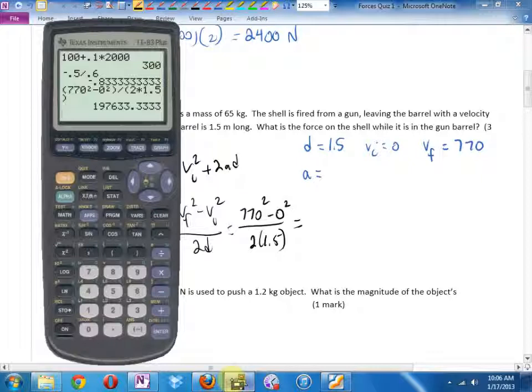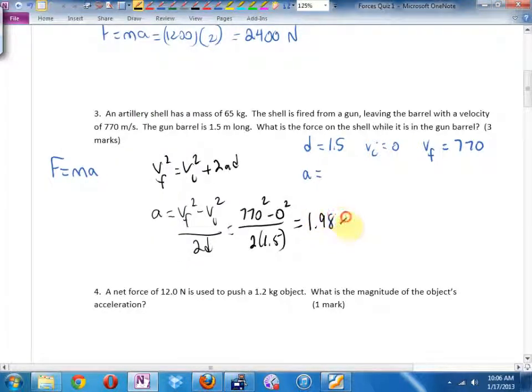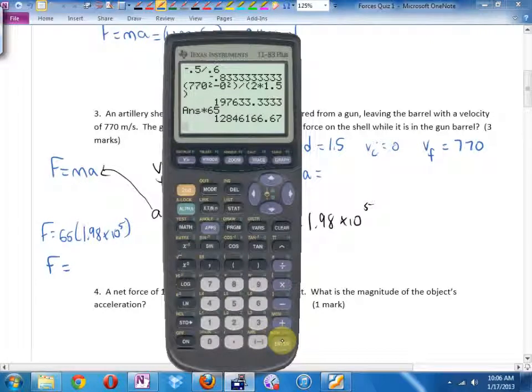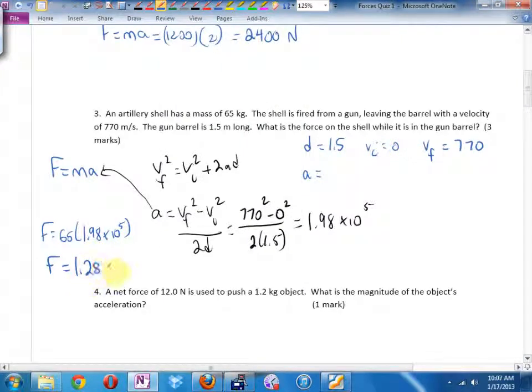So I'm going to write down 1.98 times 10 to the 5, but I'll carry that number on my calculator, and that's going to go right here. The force is going to end up being the mass, 65 times 1.98 times 10 to the 5th. Multiply that times 65, and you get 1.28 times 10 to the 7 newtons. If you got that, that gets you 3 marks.